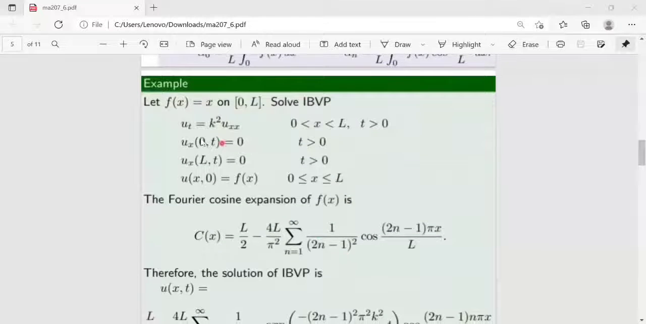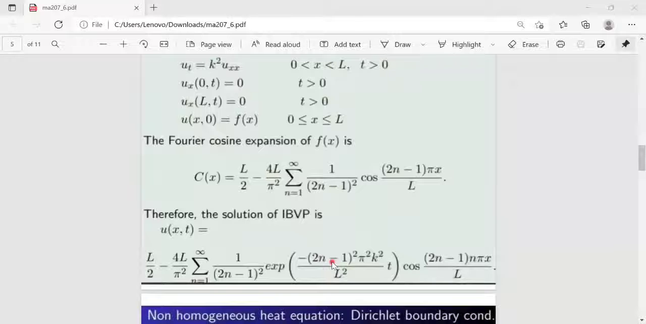For example, in this, f of x is given as x. We can find the Fourier cosine expansion of f of x, that is L by 2 minus the given summation. Therefore u of x comma t is given as alpha n times an exponential function times a cosine function.